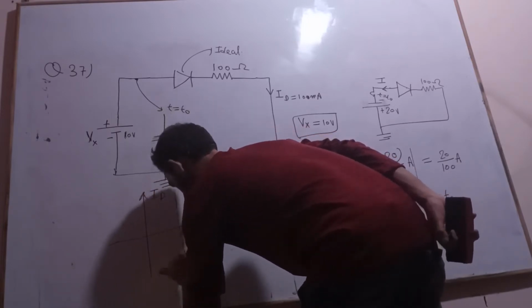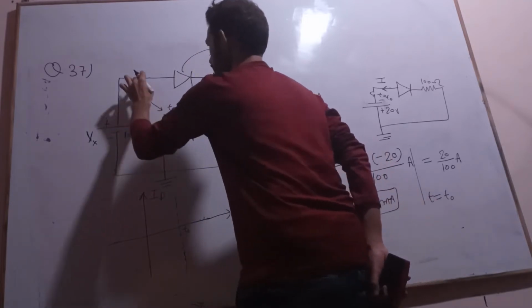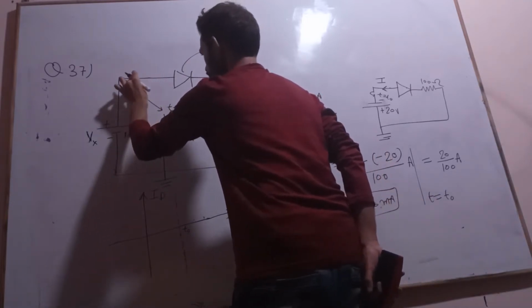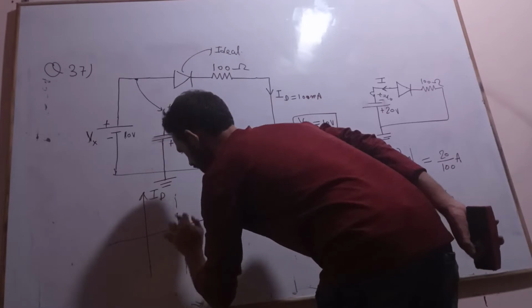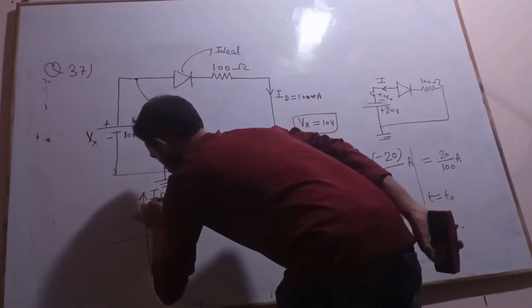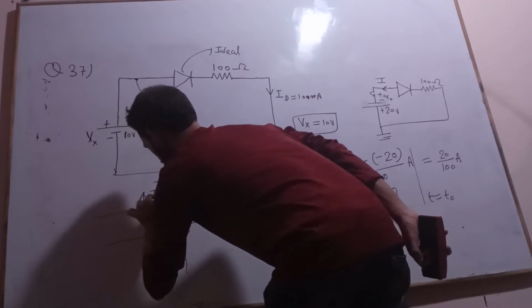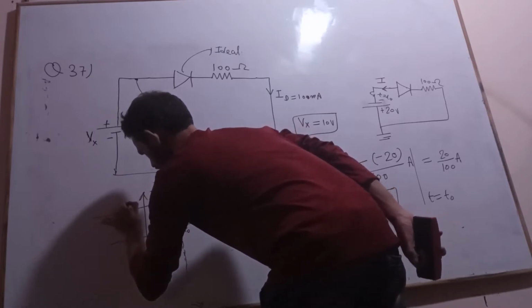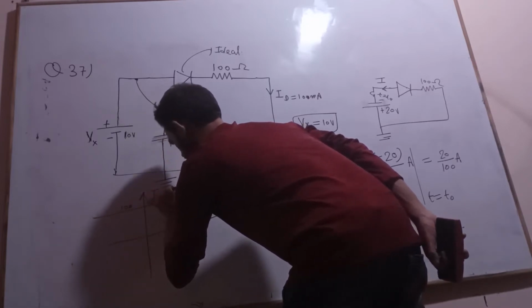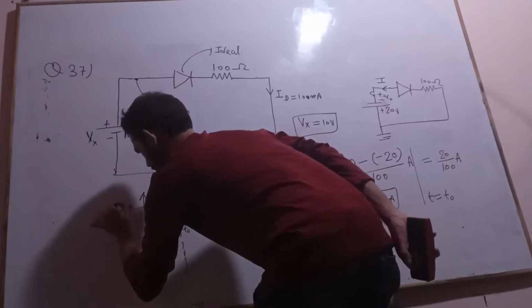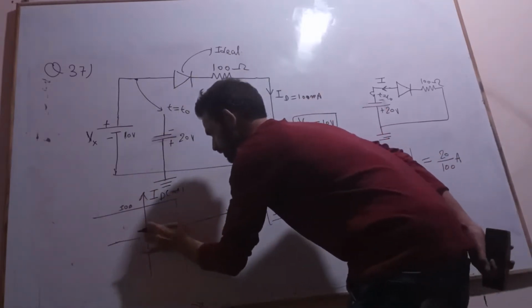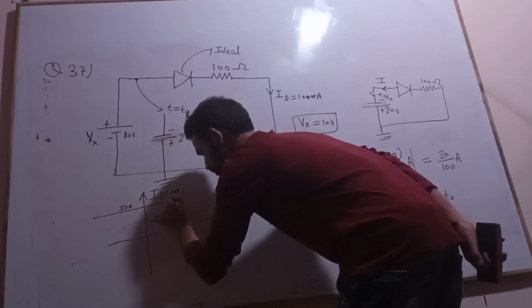Suddenly we are switching this diode to this battery at time t is equal to t naught. Up to this the current is constant. This current is 100. This diode current is in milliampere. So up to this it will take some time.